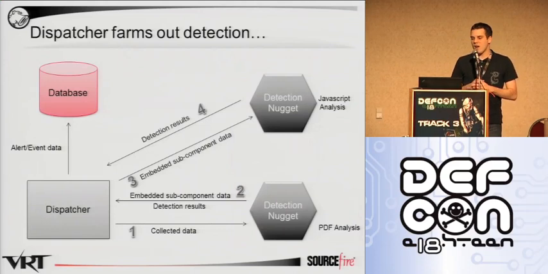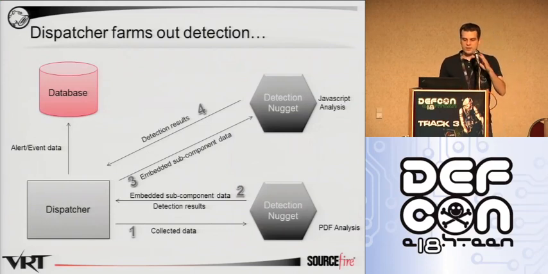In this case, we've got a PDF nugget, and in that PDF that it's analyzing, there is a subcomponent of JavaScript. Now, the PDF nugget does not have to be aware of how to parse out that JavaScript. It can effectively take that component, ship that off to the dispatcher, re-enter it into the system, and that data then gets shipped off to another nugget, which is capable of handling that type of data. In this fashion, we can actually break complex file formats down into smaller and smaller parts and address the problem in simpler and simpler ways.